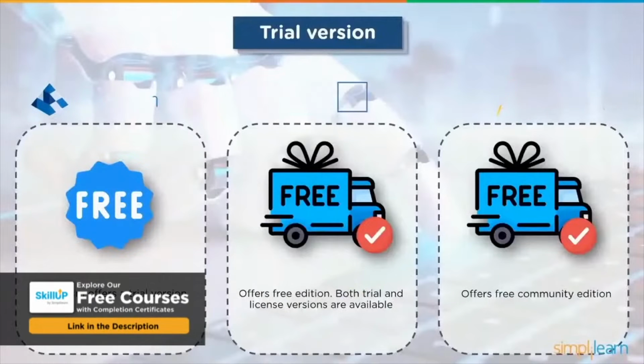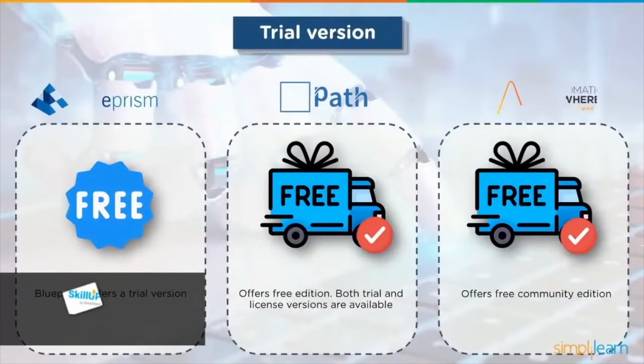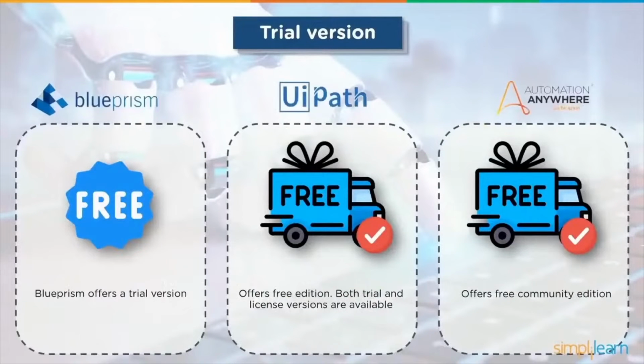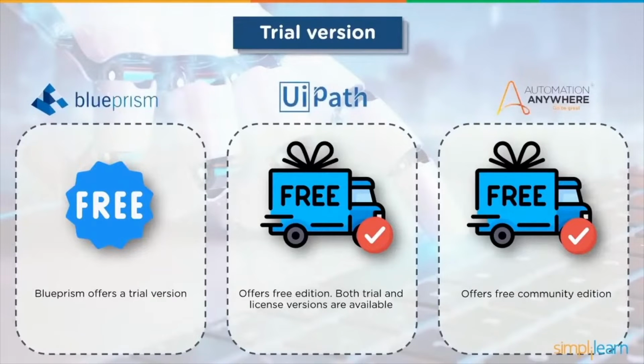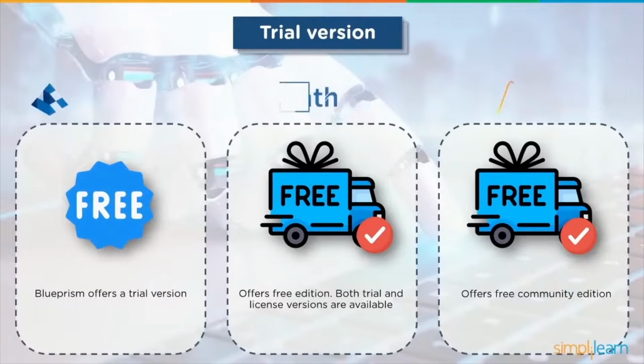Every tool generally offers a trial version for its users to get acquainted with the tool. This helps the users understand the tool better and decide if they want to proceed with using the tool. Blueprism offers a free trial version. It's available in two options, either on the cloud or on the local computer. UiPath also offers a free edition. Both trial and license versions are available. Automation Anywhere offers a free community version, and both trial and license versions are available.